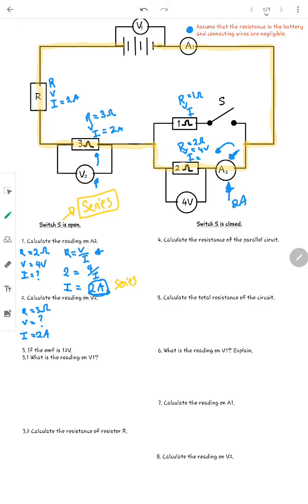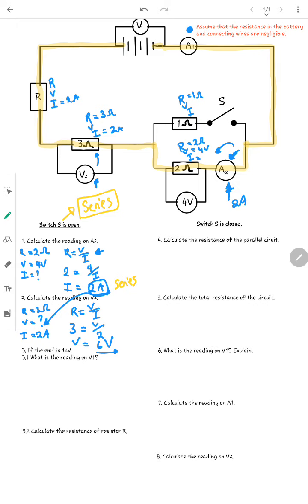Alright, so hopefully you have positive marking with your educator. If you don't have positive marking, then you're up the creek without a paddle. Ohm's law, R is equal to V over I. Substitute exactly as you see it. So 3 is equal to V over 2. And then that means your potential difference is 6 volts.